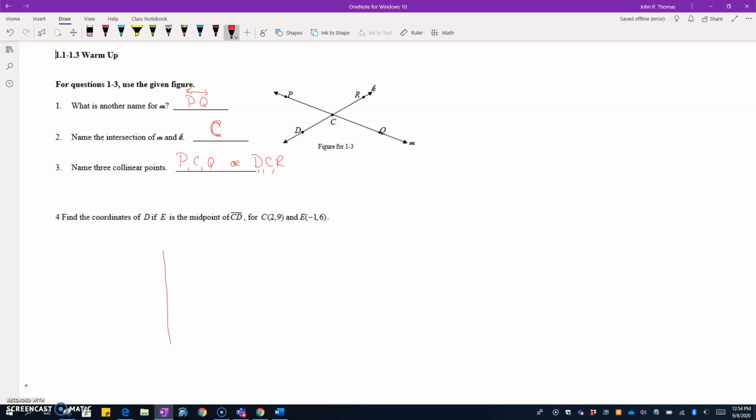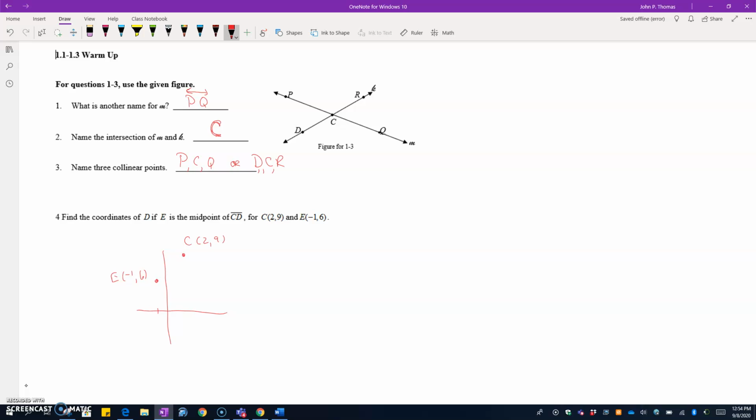Next says find the coordinates of D if E is the midpoint of CD. So C is at 2, 9. So somewhere up here. So 2, 9 there. E is at negative 1, 6. So somewhere down here. Oops, I put that in the wrong side, so we're going to move that up to the top. My apologies. Negative 1, 6. So up here. So E, negative 1, comma 6.